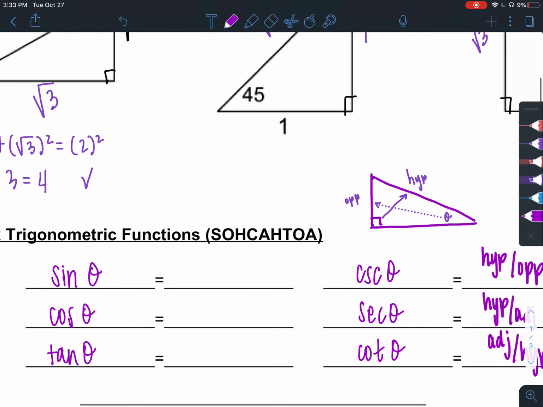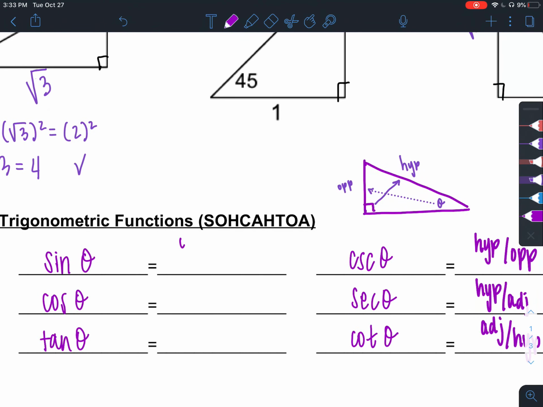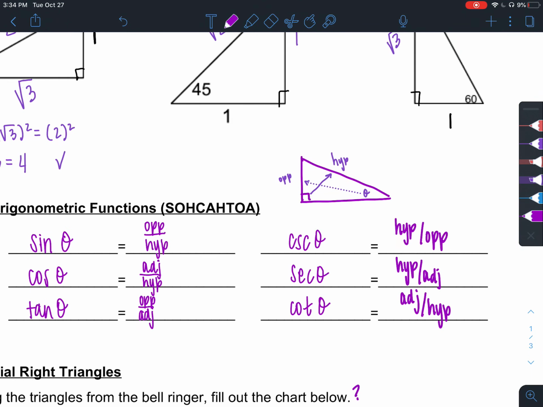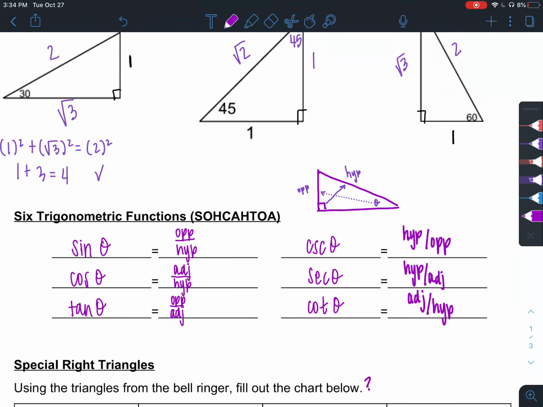So, sine of theta is going to be opposite over hypotenuse. Just always true. That's what the "so" is. "Ka" means adjacent over hypotenuse. And tangent is opposite over adjacent. Okay? Cosecant, secant, and cotangent are the inverses of those. So if we had opposite over hypotenuse for sine, then cosecant is hypotenuse over opposite. Secant is hypotenuse over adjacent, and cotangent is adjacent over opposite.